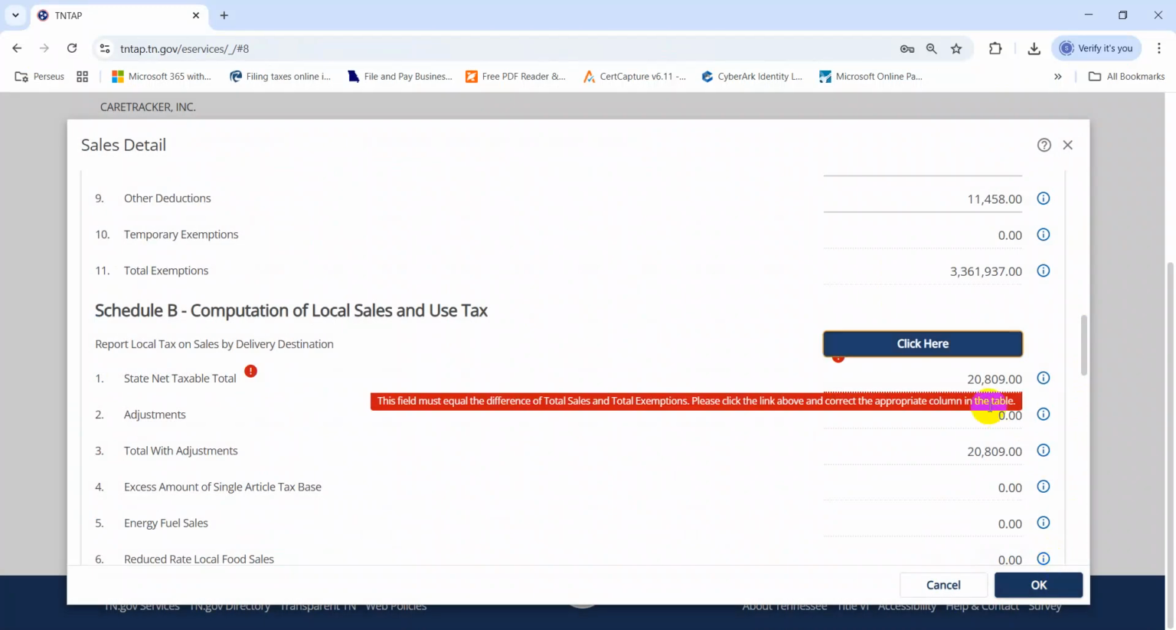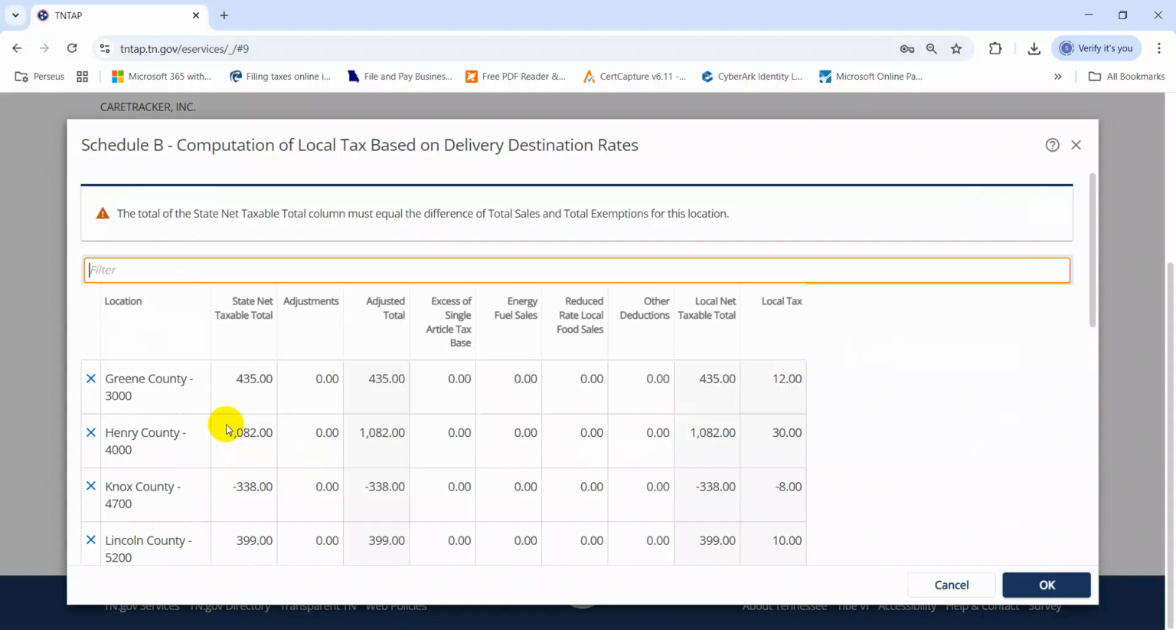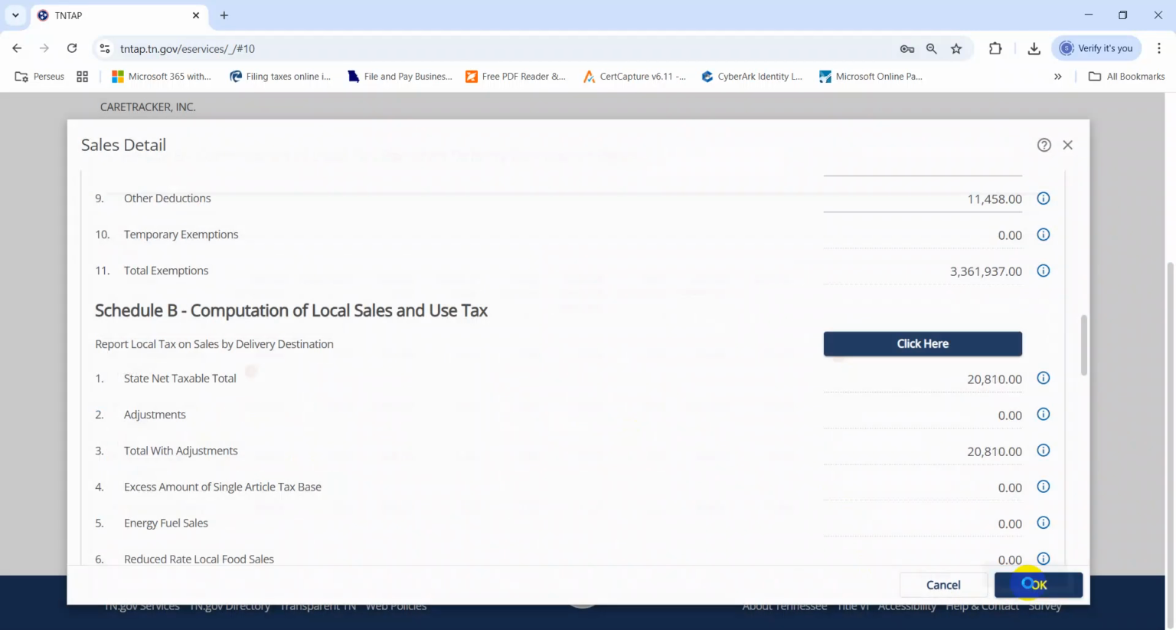So now if you see here, it says that the field must equal the difference of total sales. The reason I'm getting this error is that there's a difference between my total sales minus exempt sales, the taxable sales which is calculated by the portal, and the taxable sales which I have put here. There could be a rounding difference. So let's just make this 436. So you see, now there is no error, right? We're getting this difference because of rounding off. Tennessee does not accept the rounding amount, so you have to increase the decimal by 1, and you are good to go.